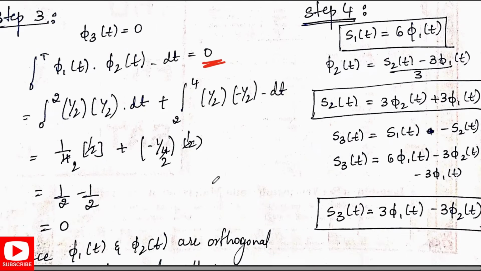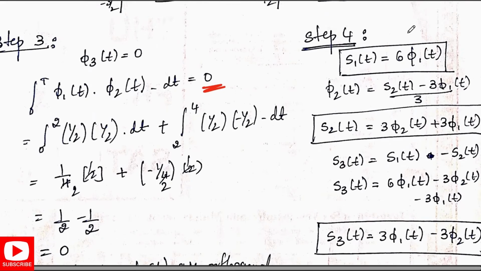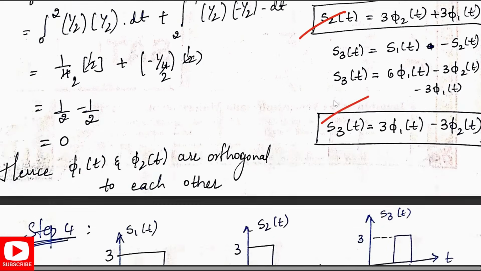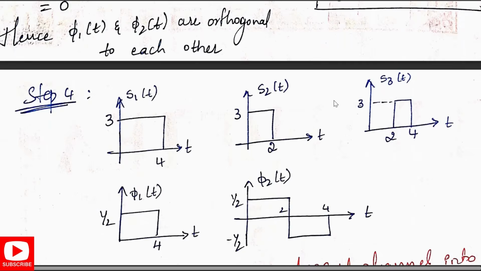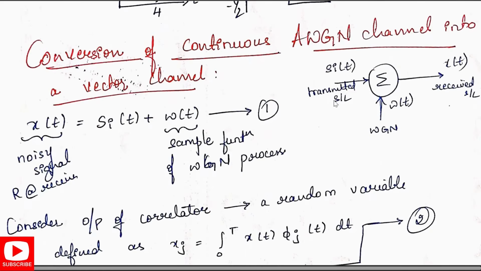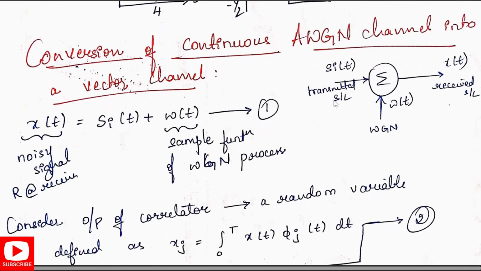So on substituting also we get it as 0. So finally you need to find the S1 of t equation, S2 of t equation and S3 of t equation and represent them in the graph. You need to represent S1 of t, S2 of t, S3 of t as phi 1 and phi 2. Next, coming to the other part, conversion of continuous AWGN channel in a vector form.